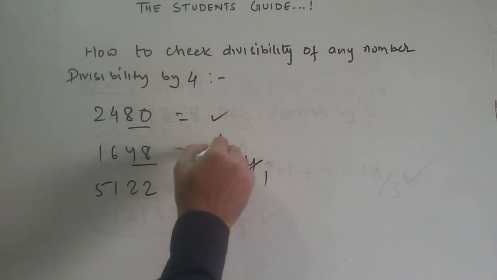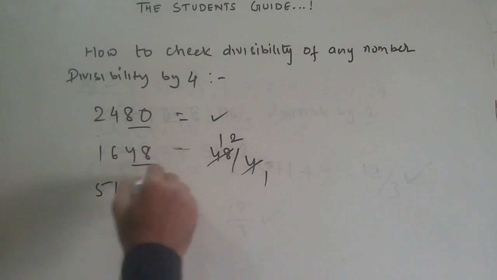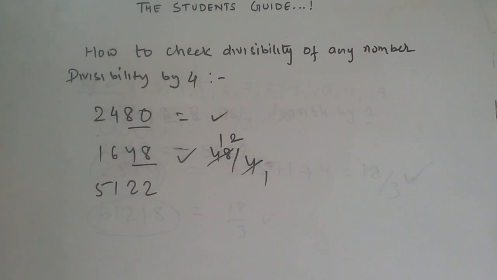4 ones are 4, 4 twos are 8. It is completely divisible by 4. So this 1648 is divisible by 4. Okay. Now we will see the third.